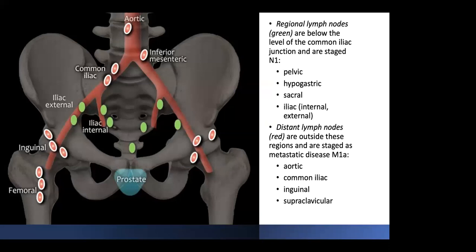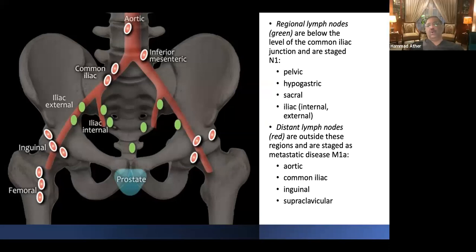Yes, Dr. Amar. So this is the map of all the regional lymph nodes, which are pelvic, hypogastric, median sacral, and internal and external iliac. The distant lymph nodes are the aortic lymph nodes, the common iliac, inguinal, and supraclavicular. This makes it a metastatic disease. So when you are staging, this will be M stage. If you have an aortic lymph node, this is not a regional lymph node, and this involvement will be characterized as a metastatic disease.